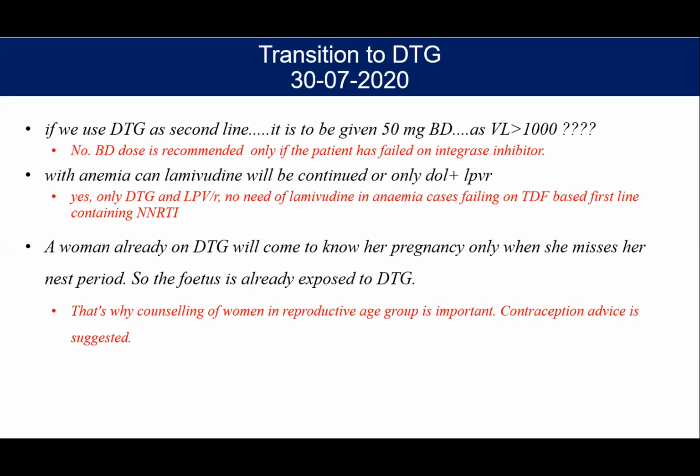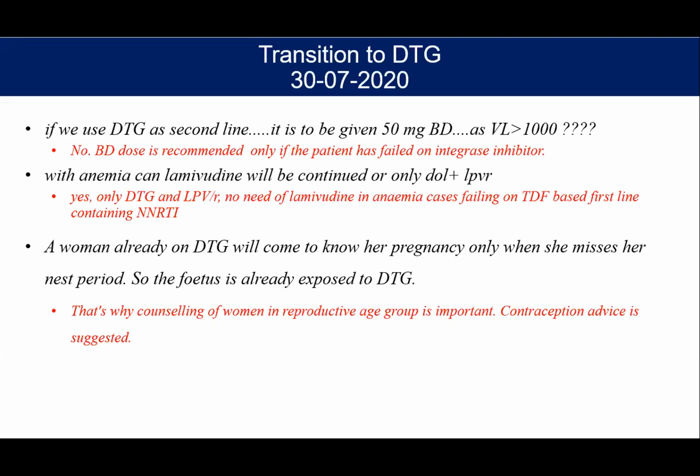With anemia, will lamivudine be continued, or only dolutegravir plus lopinavir? Lamivudine we were giving along with the other drugs in the second line because of its other benefits. But here, if we are not using NRTI drugs, we use dolutegravir plus lopinavir ritonavir directly. So we need not use additional lamivudine separately.